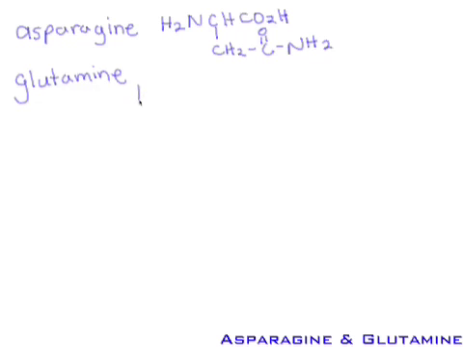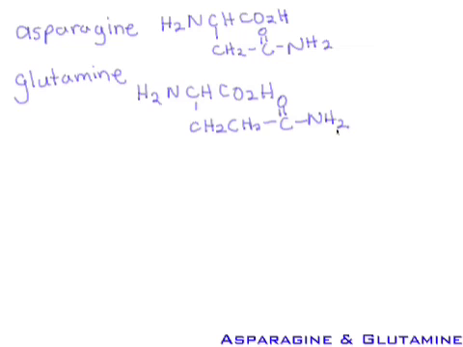If we draw glutamine, compare glutamine to this, glutamine's only difference is it has 2 CH2s. Then the C double bond O and the NH2. Both asparagine and glutamine have this amide functional group. It has an NH2. So if I focus on this amide functional group, I can redraw that.